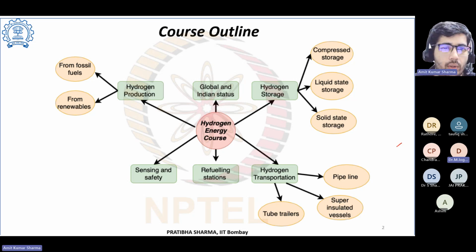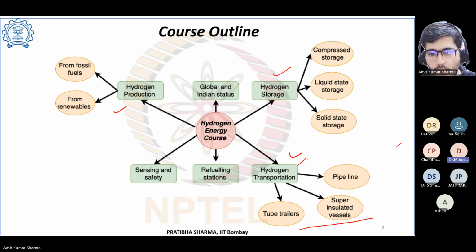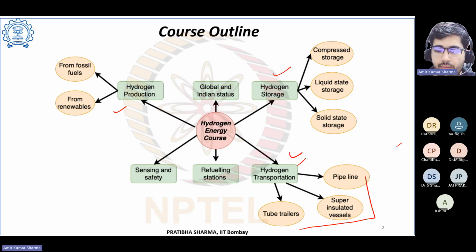Okay, so this is the course outline. As of now, we have covered production and storage. Now we are in transportation. In the previous week, we covered transportation, so today we will go through this section.